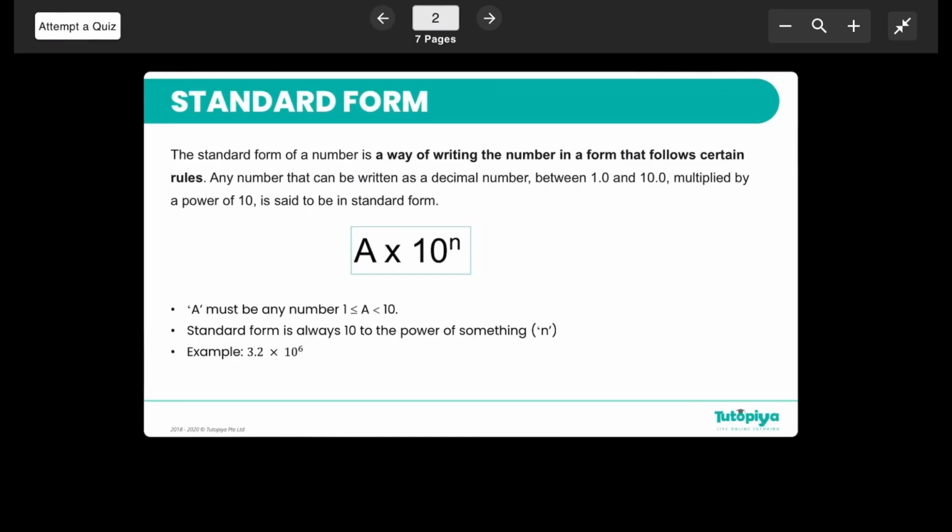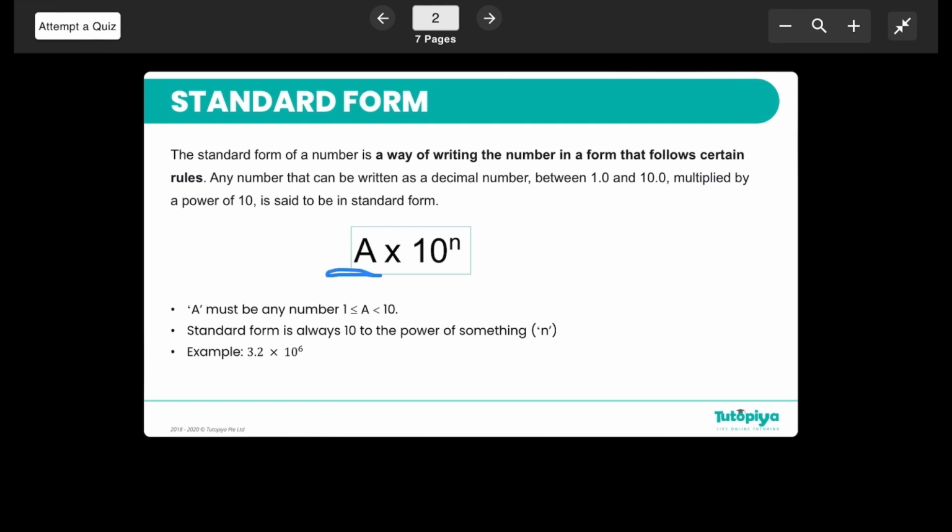Standard form is basically a particular way which we use to write very large numbers and very small numbers, because we don't want to write so many zeros. So this is basically a way to go around the fact of writing so many zeros. And how we do that is basically we have two components.